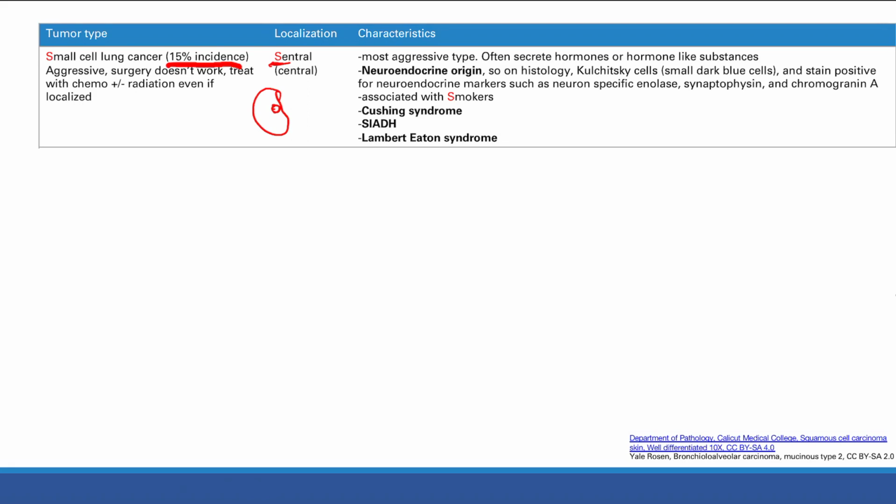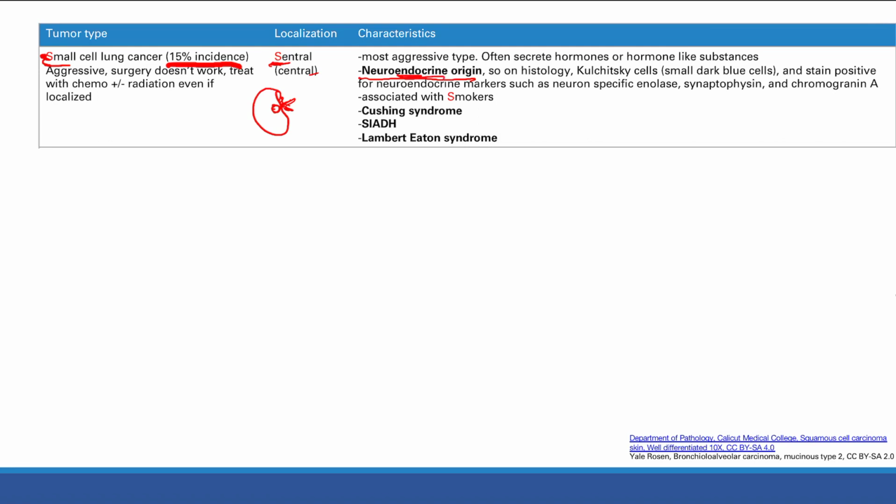Localization of the tumor. Small cell is central, so it's centrally located, as you can see in my drawing. And again, this is a very aggressive type, and it often secretes hormones or hormone-like substances. This makes a lot of sense because this tumor is of neuroendocrine origin. So obviously, if it's of endocrine origin, it's going to be secreting hormones or other substances.